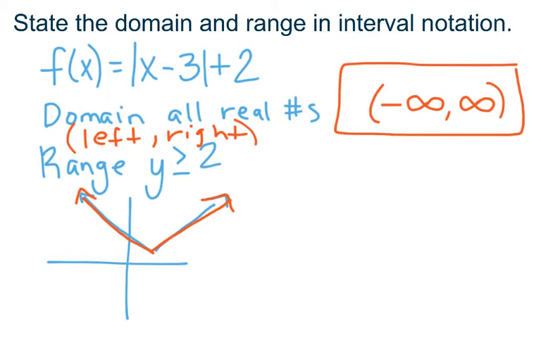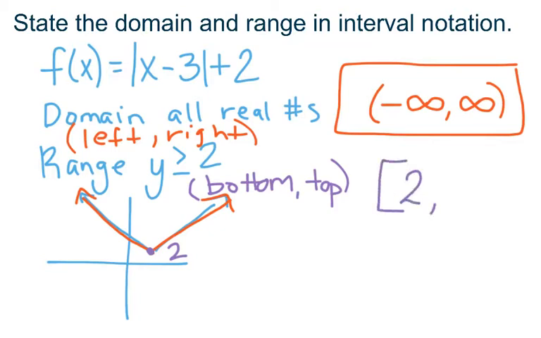The range is a little bit tricky. The range, we're always going to do bottom, comma, top. So we're going to say, what's the bottom y value? Remember, the lowest it ever goes is 2. That's my bottom. And because it can equal 2, I'm going to do a square bracket around 2. It can equal 2, so it gets a square bracket. And then it goes up and up forever. So it goes to positive infinity, and that's going to be a parenthesis.